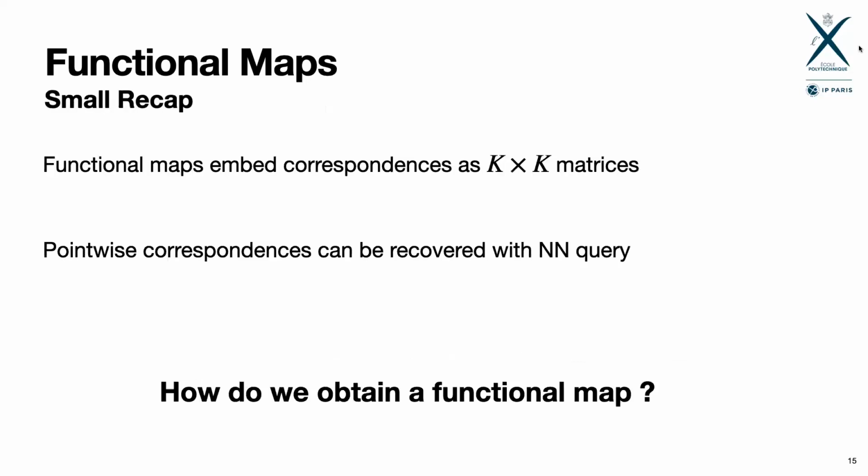So all this is nice. Small recap: functional maps, K by K matrices. You can get pointwise correspondences if you get a functional map, but whatever the case, you need to start with something, and we don't have this. We have neither a functional map as an input nor a pointwise map as an input. If you just have two shapes, what can we do? And that's going to be kind of the issue.